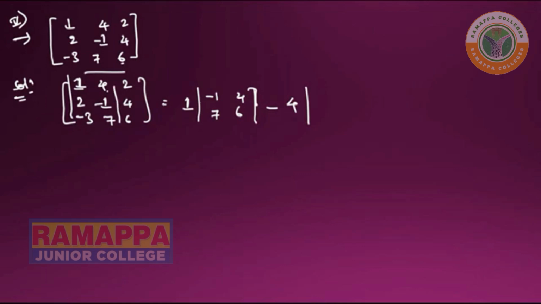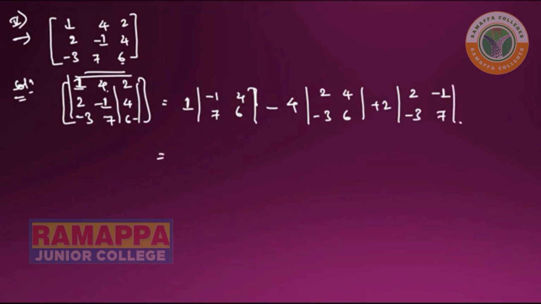So now what will remain: 2 4 minus 3 6 will remain here. After that plus will come, plus 2 into 2, this row and this column will go out, and here this one will remain: 2 minus 1 and minus 3 and 7 will come here. Now 1 into 1 6 is minus 6 will come here, 7 4 is minus 28 will come here. So this will come here, and 4 into 2 6 is 12, minus 3 4 is 12, minus 12 will come here.